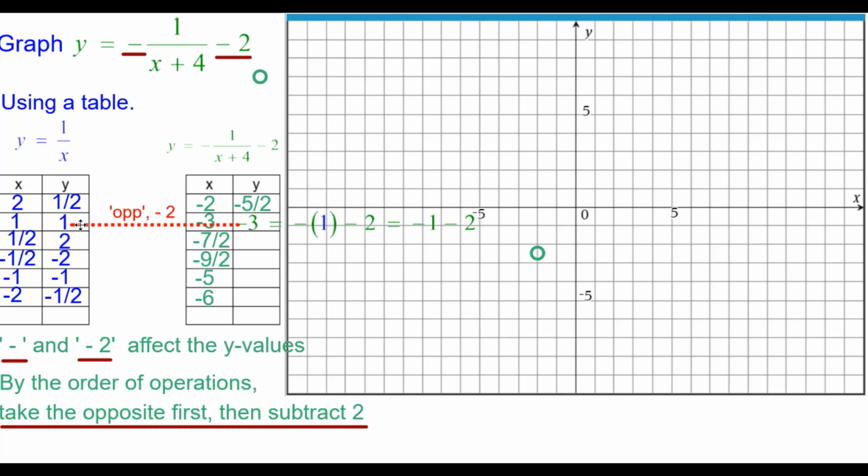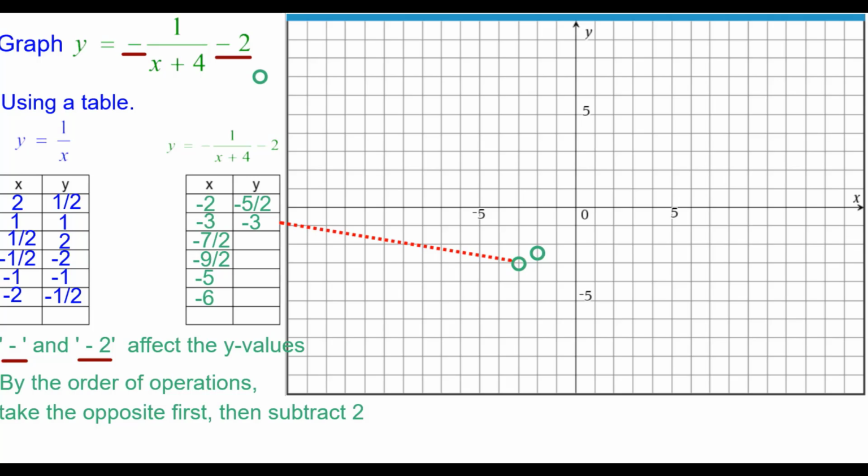Taking the opposite of 1 is negative 1, minus 2 is negative 3. So plotting negative 3, negative 3. The opposite of 2 is negative 2, minus 2 is negative 4. So plot that. And we encourage you to go ahead and find the next 3 points, plot them, and finish the graph. Press pause to do so and resume when you're ready.